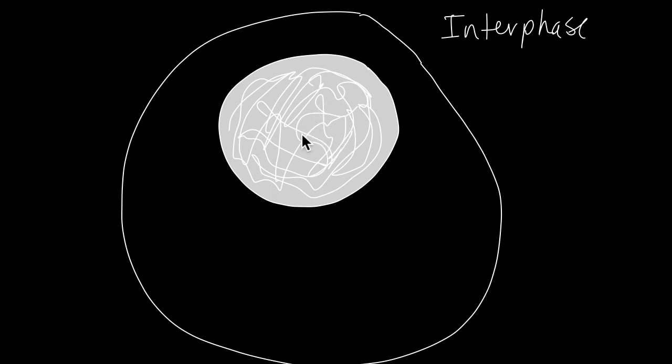So these chromatin molecules really are the DNA in its string form. It's not tightly wound, it's not bound up. It'd be really sloppy to try to split this up into two equal portions. So one of the first things we're going to have to do when we move into mitosis is to organize the chromosomes, to form our chromosomes and make them easier to divide.